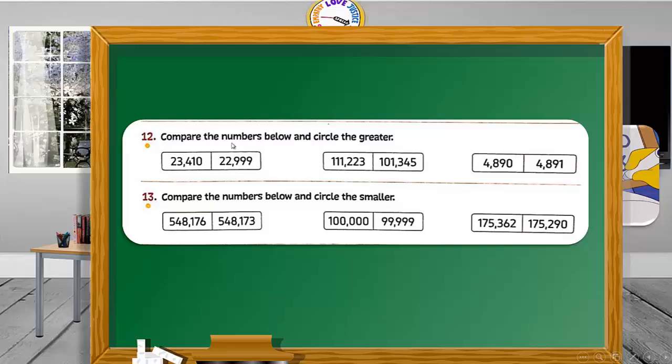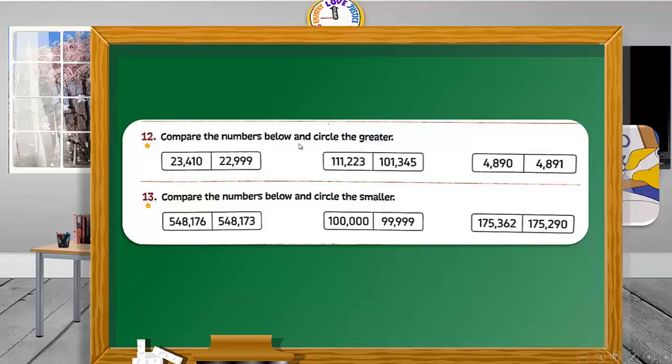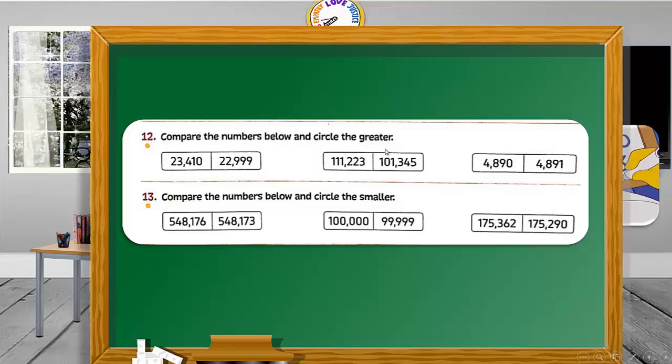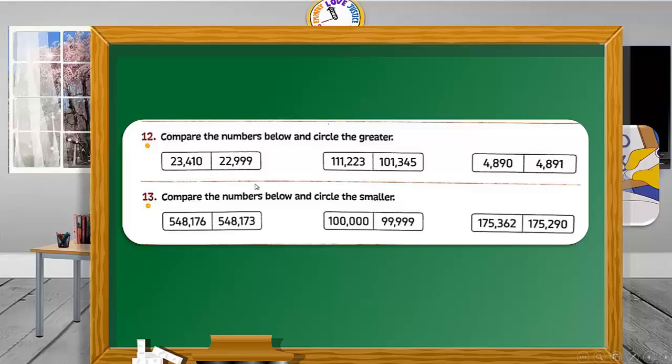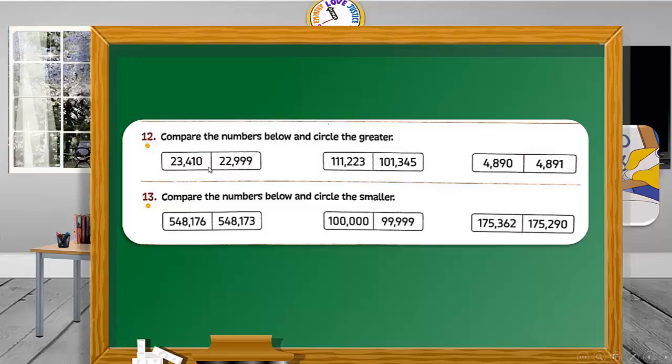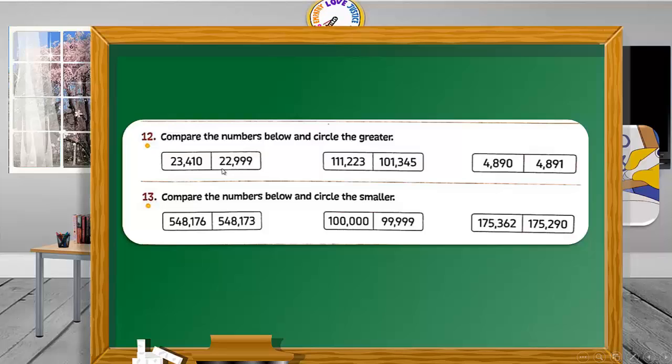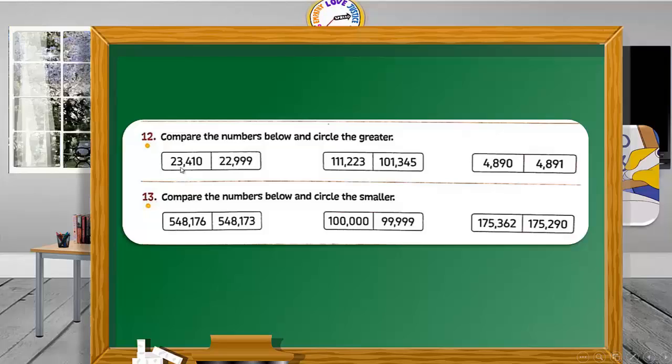Here he tells you to compare the numbers and circle the largest or the greater. Okay, don't forget. After you compare, you should make a circle over the biggest one. How can we compare between two numerals or two numbers? First step, you should look at the number of digits in each numeral. Here we have 5 digits, 1, 2, 3, 4, 5. And here we have 1, 2, 3, 4, 5. We have 5 digits in each numeral.